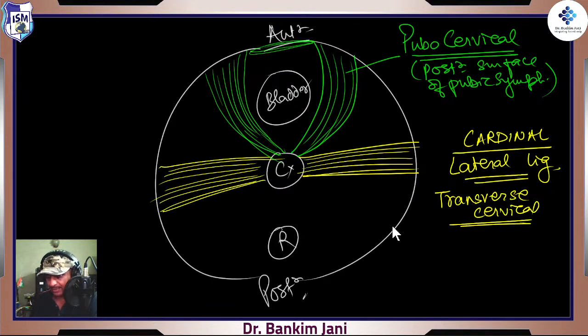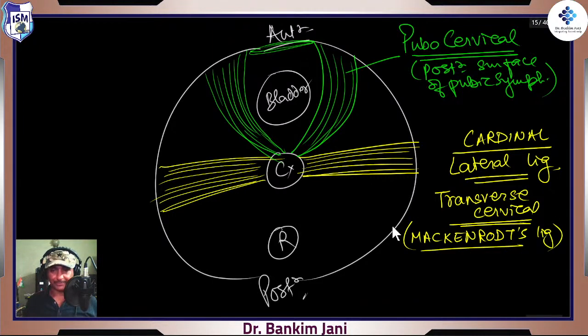So pubocervical. Transverse cervical, also called cardinal, also called the lateral ligament, also called McEnroe's ligament, right? There is that name, McEnroe's ligament.